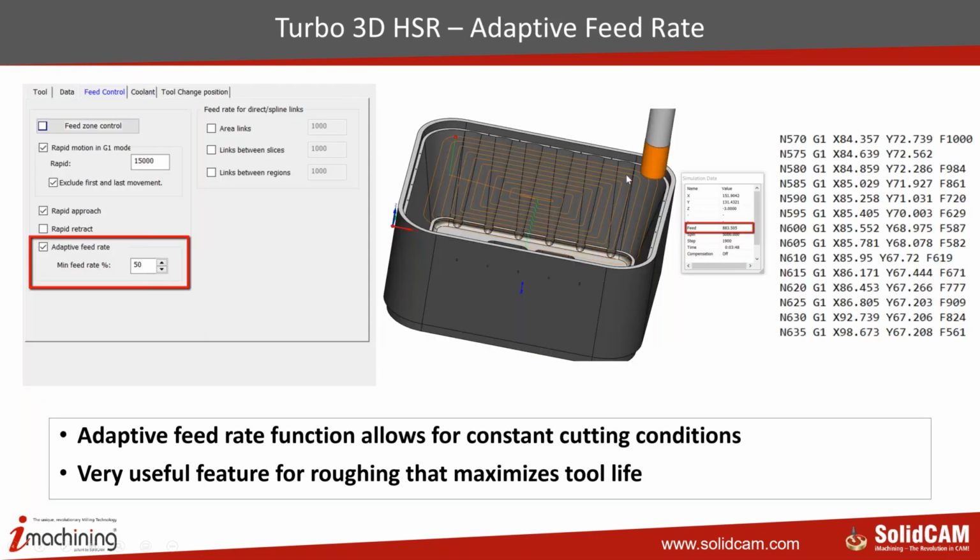We also have an option to control the feed rate. Under feed control, you have adaptive feed rate, where you can control your feed rate. This adaptive feed rate function allows for constant cutting conditions, and it is a very useful feature for roughing that increases tool life, especially when you're using inserted type tools. When it comes to a corner, if you want to reduce your feed rate, you can use this adaptive feed rate function. The feed rate will automatically drop to the percentage value we have set in the adaptive feed rate value, and then you can continue with the G01 feed rate that you have defined.